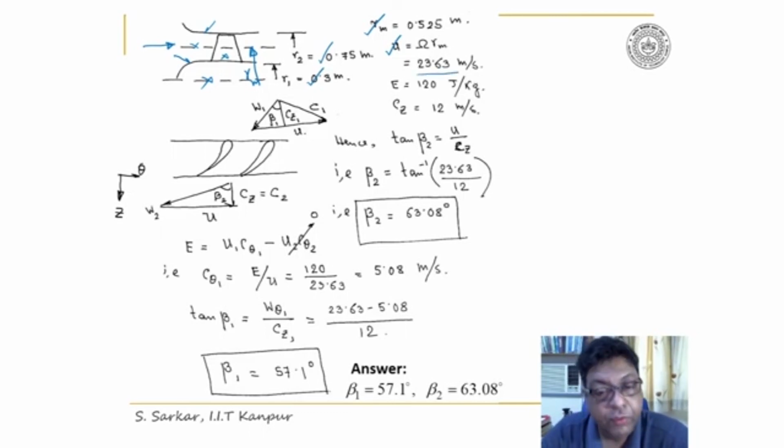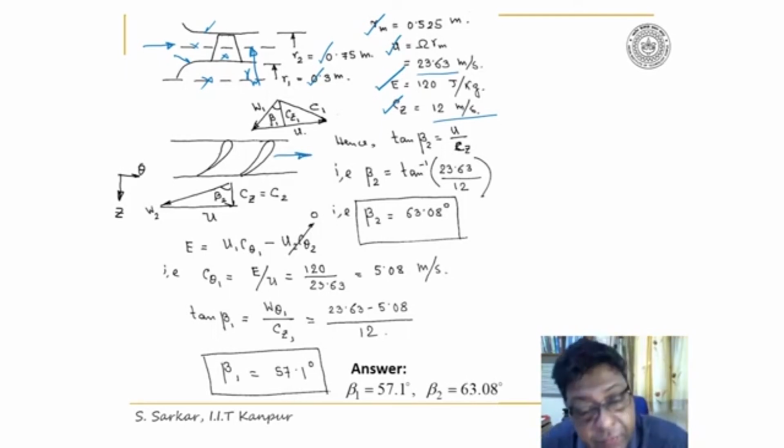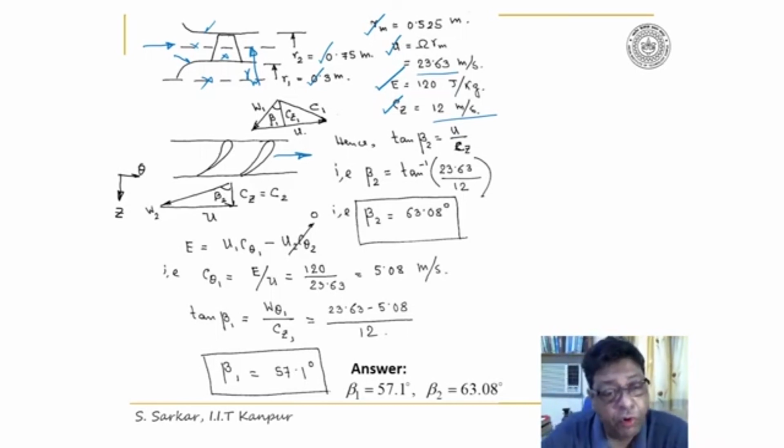And U, the tangential component of the blade speed, is omega into Rm, that's 23.63 meter per second. Furthermore, as before, E is 120 joule per kg. Cz, the axial component of absolute velocity, which is connected to the mass flow rate of the machine, is 12 meter per second. Now here I have considered the direction of rotation to be the same, and as before, if I stretch the circumferential section at the mean radius, then I'll get the blade profile as indicated here.